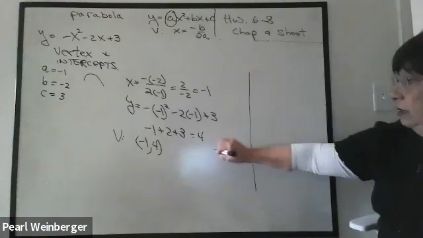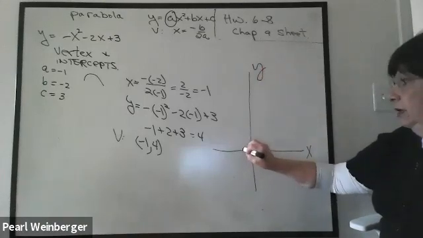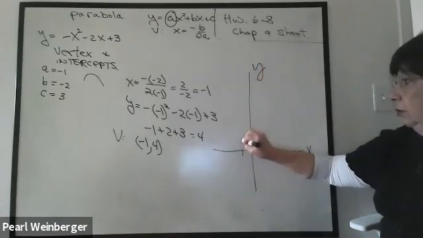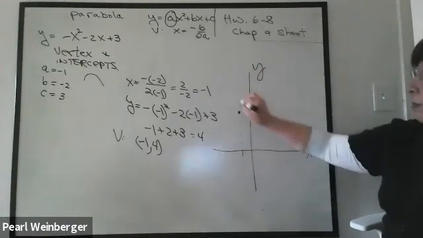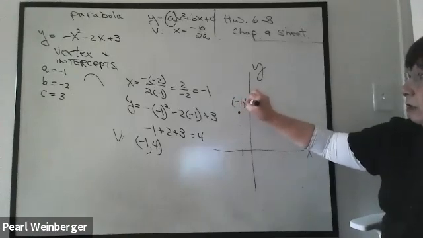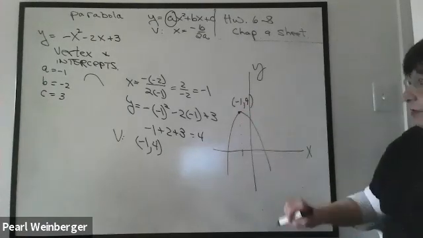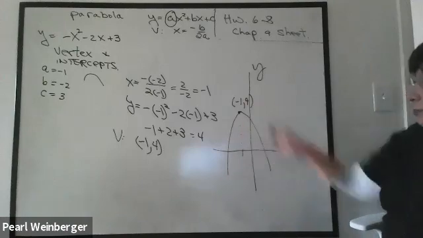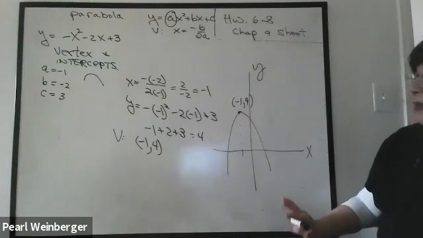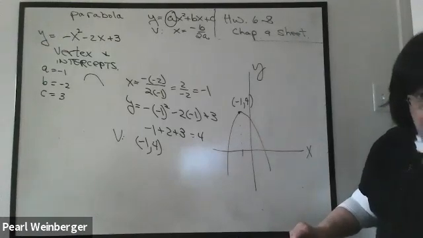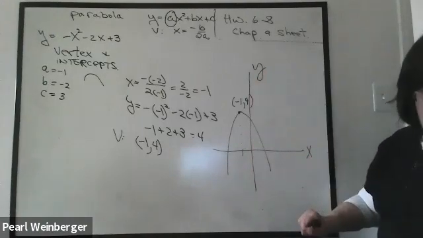So here's my graph. I go to the point -1, +4, and that's my vertex. And therefore, my parabola has to look something like this. It should look more symmetrical on both sides. The minimum I should do to draw a sketch of a parabola is to find the vertex and then decide whether it opens up or down.